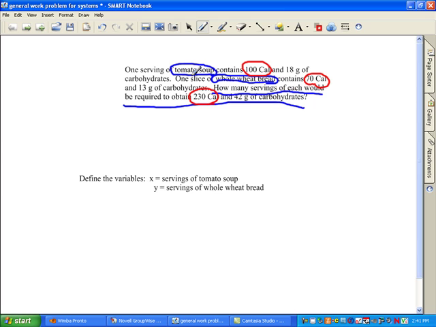The problem is I don't know how many servings of tomato soup I've got or how many servings of whole wheat bread I've got. That's what they've asked me for. So I could probably write an equation that would give me that information. I've written an equation that just talks about calories, but it's in terms of tomato soup and whole wheat bread. Every equation that you write must have all of the variables that you're talking about in it. So if we're talking about calories, we have to talk about tomato soup calories and whole wheat bread calories.